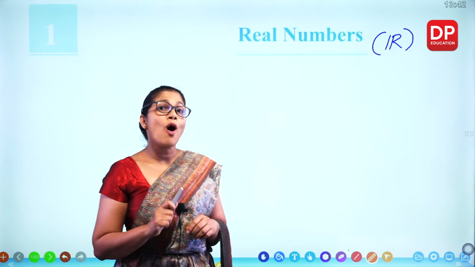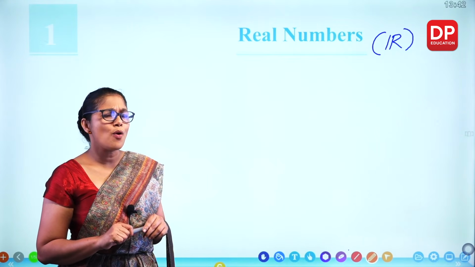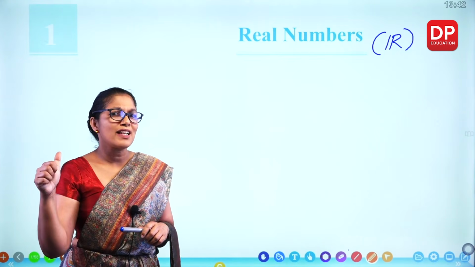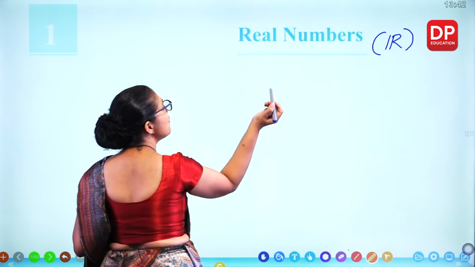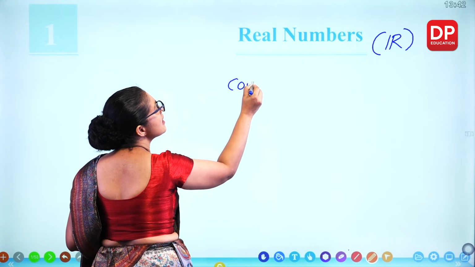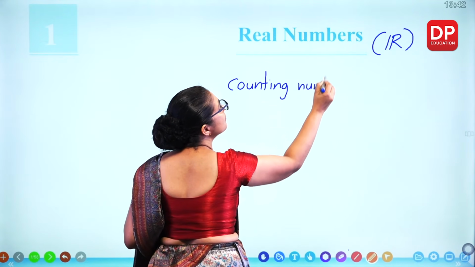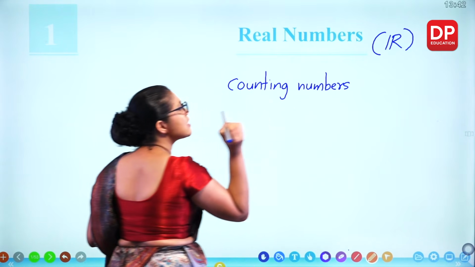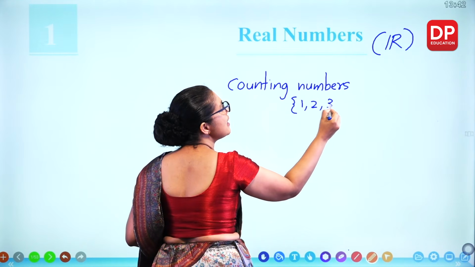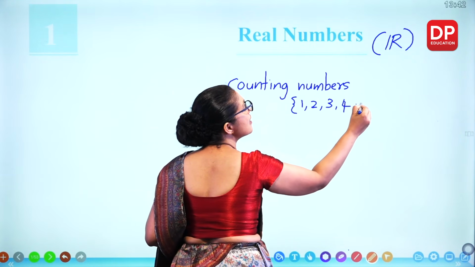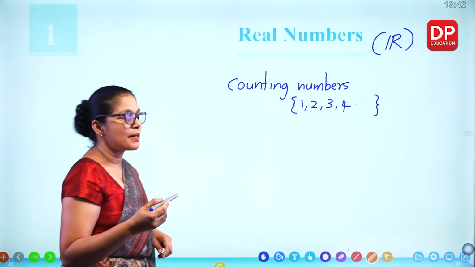As children, you always know what counting numbers are. In small classes, you did 1, 2, 3. So here, we'll first take counting numbers. What's the set of counting numbers? We can write down 1, 2, 3, 4 and we can put 3 dots to represent that it's continuing.